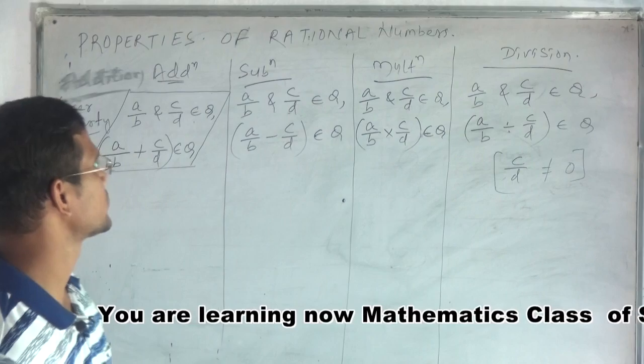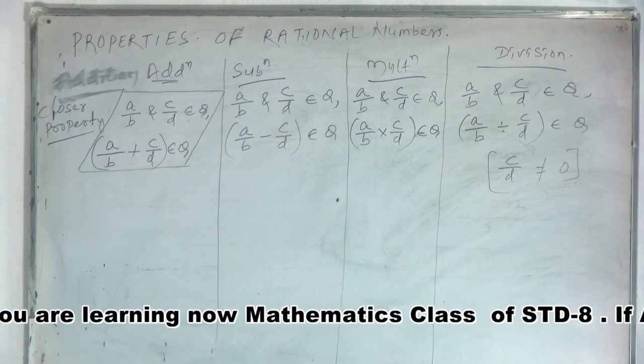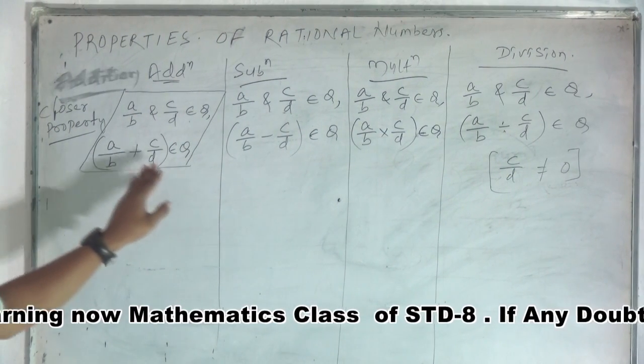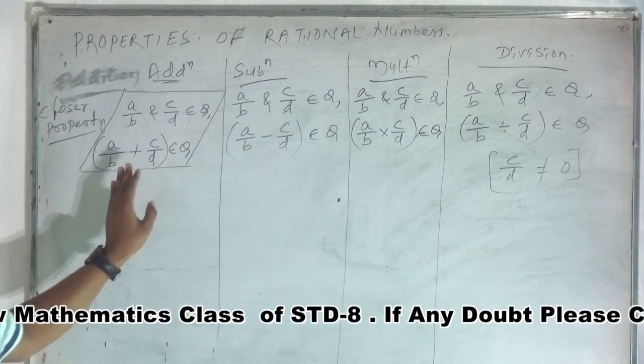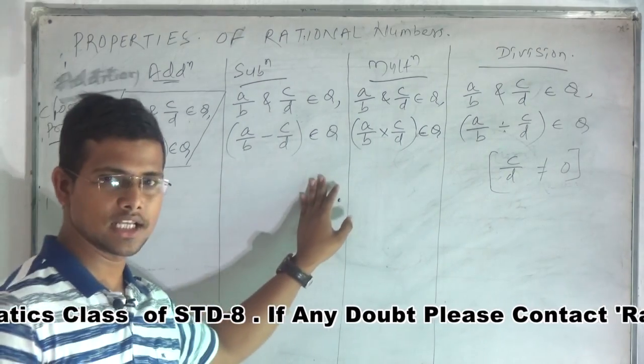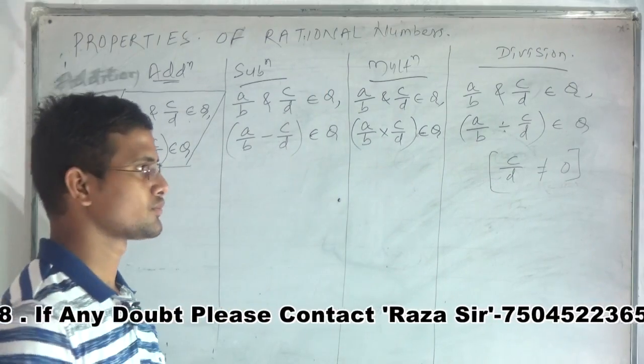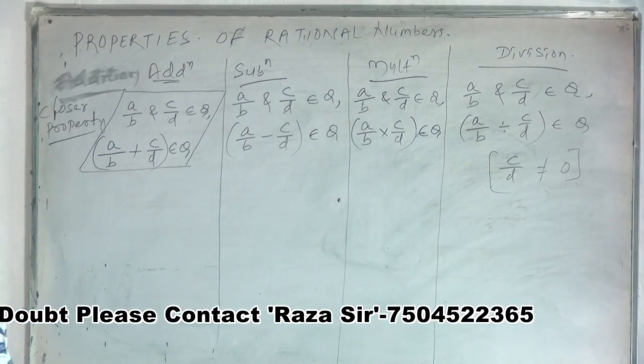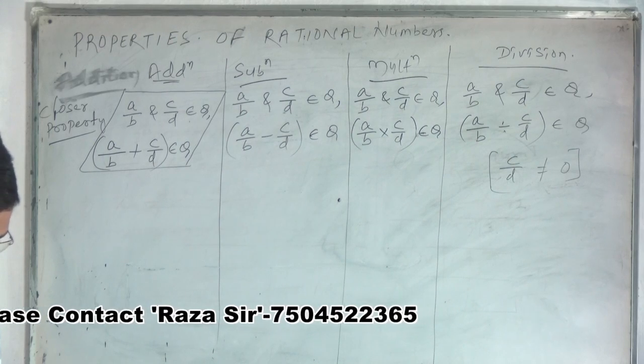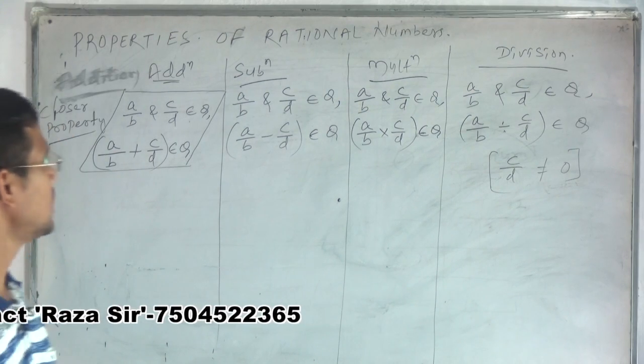That means we conclude that addition, subtraction, multiplication and division of rational numbers also obey the rules of closure property of the rational numbers.